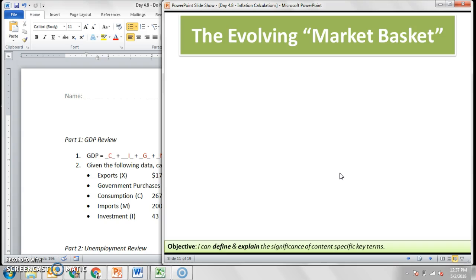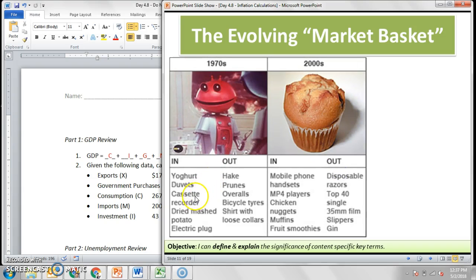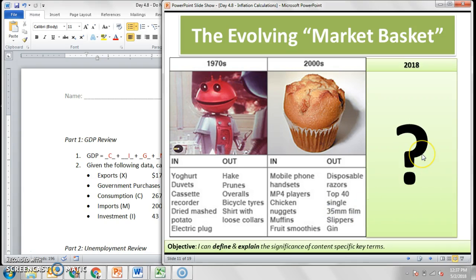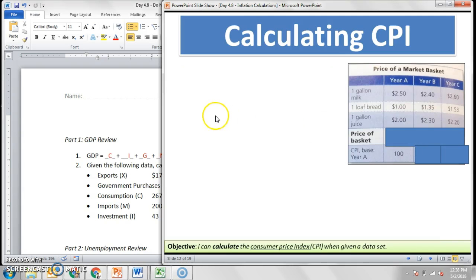So that market basket is always changing. Back in the 1970s, you would have had things like cassette recorders. They were brand new. In the 2000s, mobile phones became much more prominent, so those are going to be included in the market basket. And you're going to remove things that are no longer commonly bought, like 35 millimeter film, which is now replaced by digital cameras. So think about in 2018, 2028, 2038, 2048, what are the things that people are going to be buying? Those are things that the government is going to put in this market basket and trace the price level of those things.